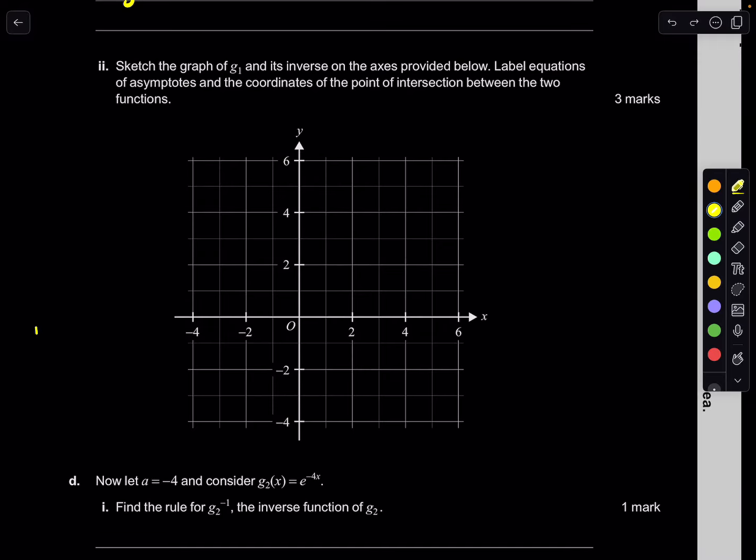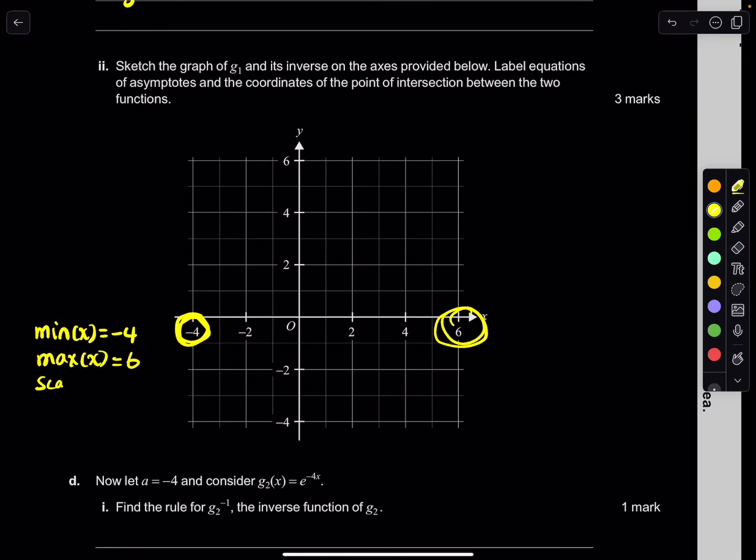We need to know the minimum value of x. So the lowest, this is your y, x-axis. What's the smallest value? On the left, -4. Now, what's the maximum value of x? The one on the right, the highest is 6.